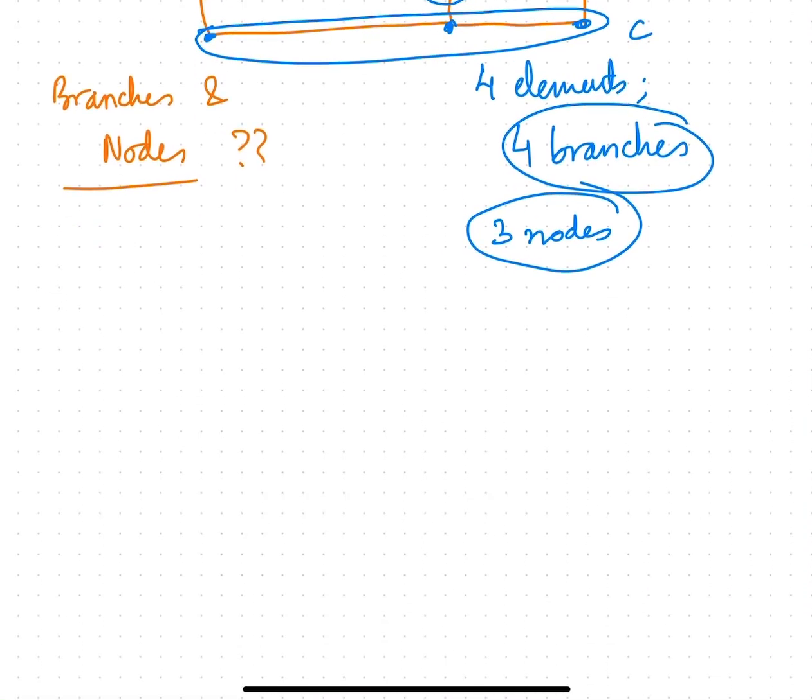Now once you have understood this concept of nodes and branches, we will further take our discussion and talk about what is known as Kirchhoff's laws. These laws were introduced in the 1800s by a German physicist known as Robert Kirchhoff. He has basically given us 2 laws which govern the circuits. So the first law is Kirchhoff's current law, or KCL.